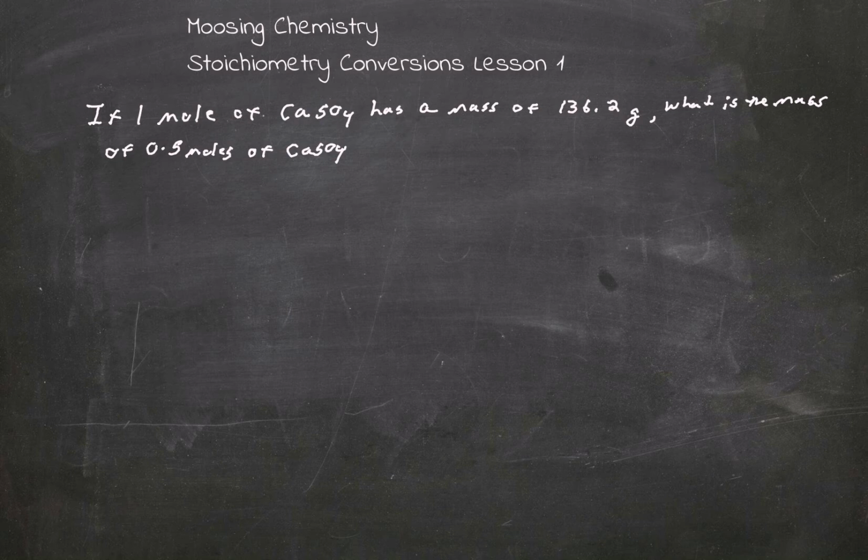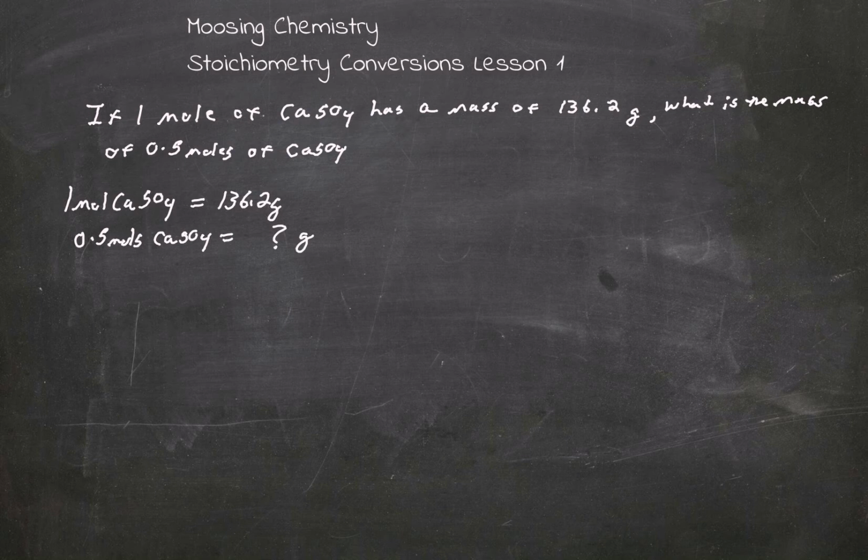Okay, so what do we know? We know that 1 mole of CaSO4 has a molar mass of 136.2 grams. And that was calculated by doing: we have 1 atom of Ca, 1 atom of S, 4 atoms of oxygen. It adds up to 136.2 grams. So we want to know, if we had 0.5 moles of CaSO4, what is the mass in grams?